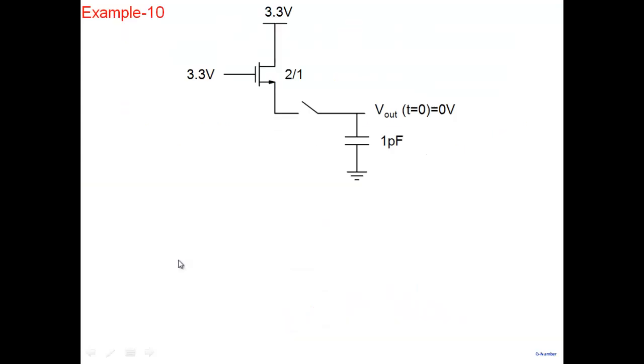This is more interesting, the last example maybe we can take before we leave. There's a similar thing. We take an NMOS, connect to 3.3 here. The capacitor is there. Initially it is not charged, 0 volt. At time t equal to 0, I close the switch. What will happen now?